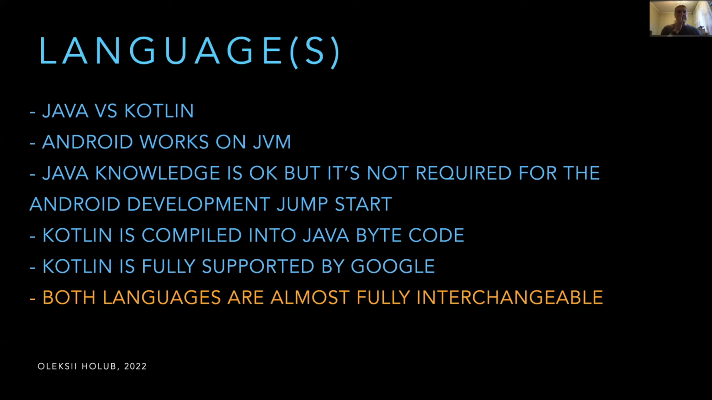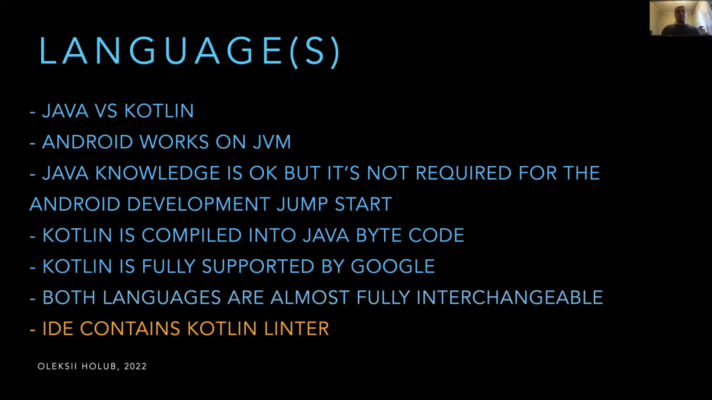Yeah, I already covered this one. So both languages are almost fully interchangeable. You can have an application written fully in Kotlin or fully in Java. You can easily rewrite all those classes. You can convert them using that automatic tool. So yeah, this is much easier than it is on the iOS platform, I would say.